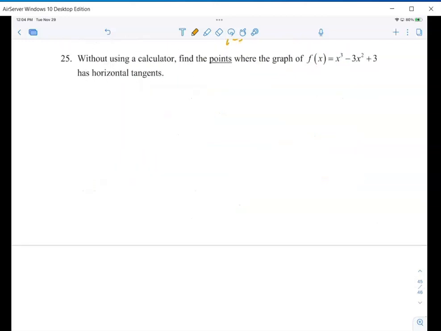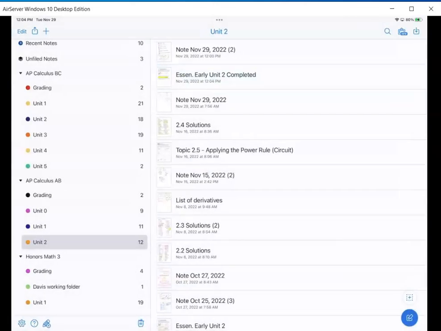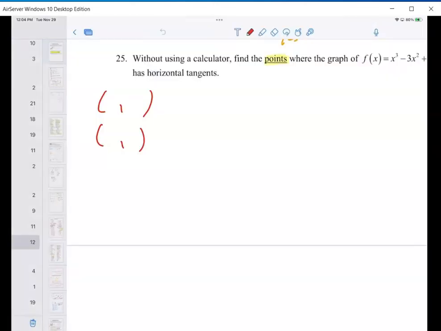All right, last question, you guys. Anytime on a test it underlines a word for you, that means it's important. Find the points where the graph has horizontal tangents. That means the x and y coordinates, and it says like maybe 2, so maybe there's more than 1, I don't know. Another word that you need to know, let's go ahead and write it down here.